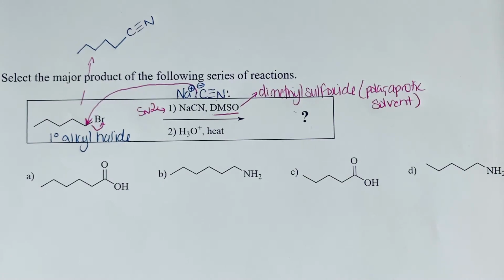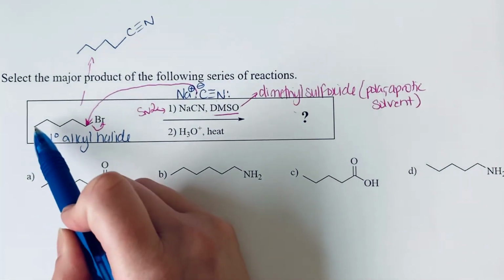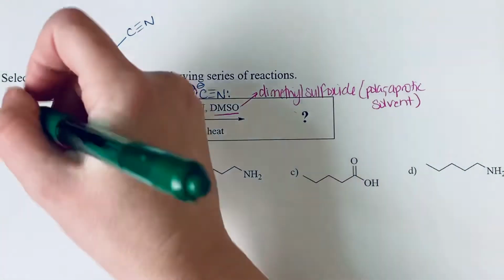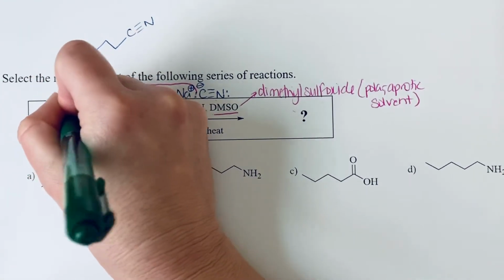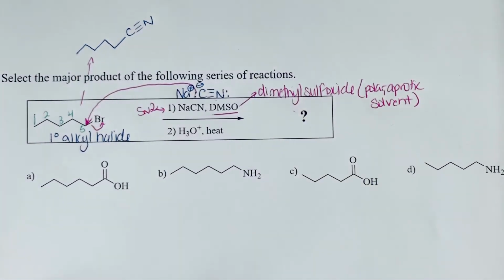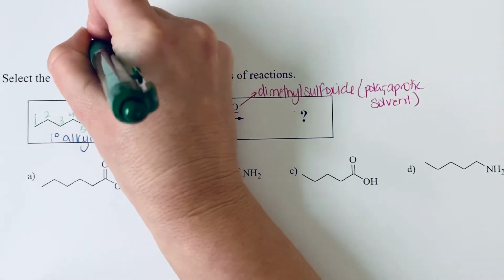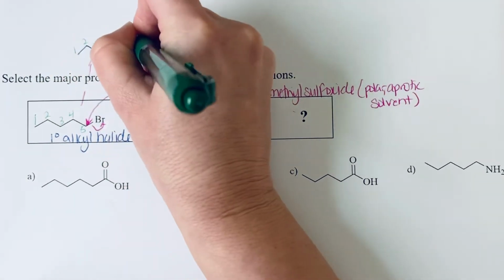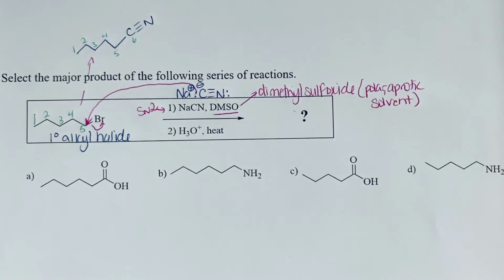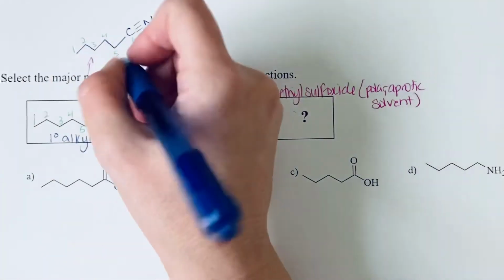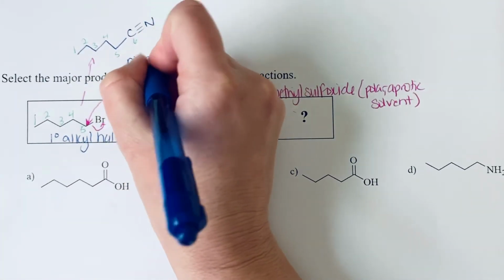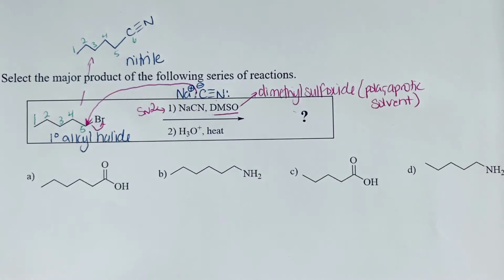It has gotten 1 carbon atom longer because we started with a chain that had 1, 2, 3, 4, 5 carbon atoms. And now we have a chain, so 1, 2, 3, 4, 5, with 6 carbon atoms. And we have also changed the functional group, so we now have a nitrile. And so this is the product of the first step.